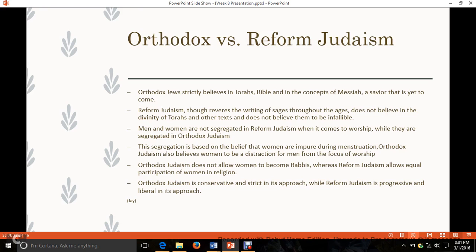And men and women are not segregated in the Reformed Church when it comes to worship, but they are in the Orthodox Church. The belief is based that women are impure during menstruation, so Orthodox Jews believe that women would also be a distraction to the men, so they keep them separate. This is not the case in the Reformed Church. Orthodox Judaism does not allow women to become rabbis, but the Reformed Church does. Orthodox Judaism is conservative and strict in its approach, and Reformed Judaism is progressive and liberal in its approach.